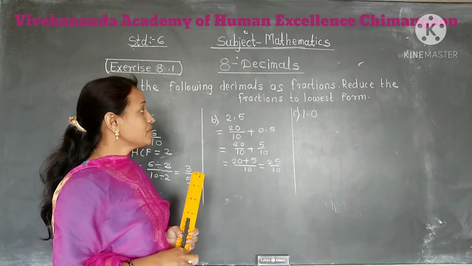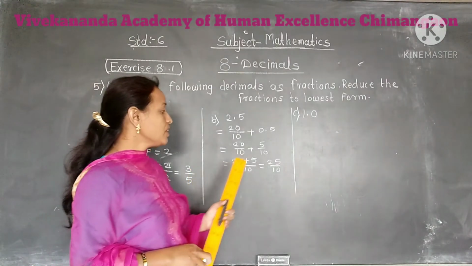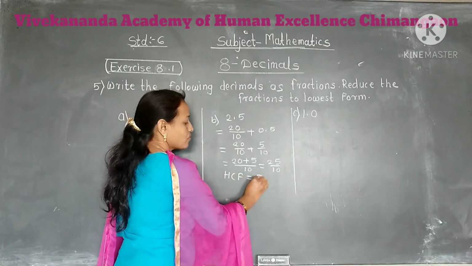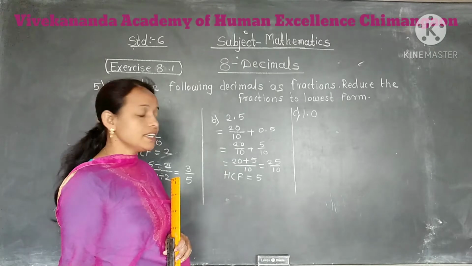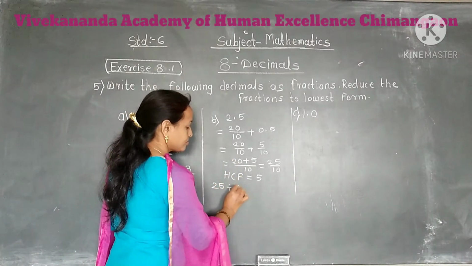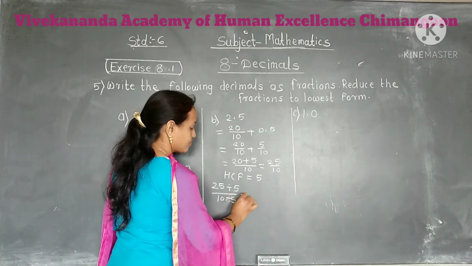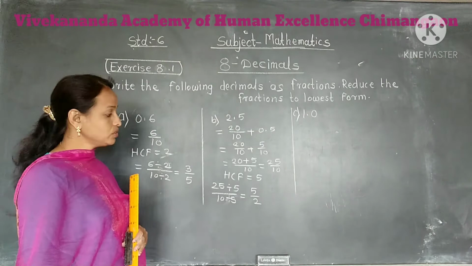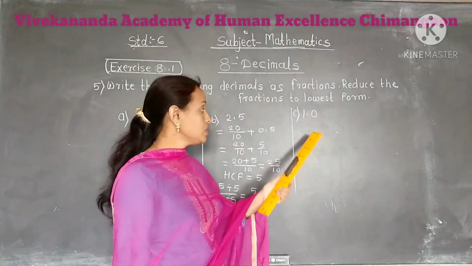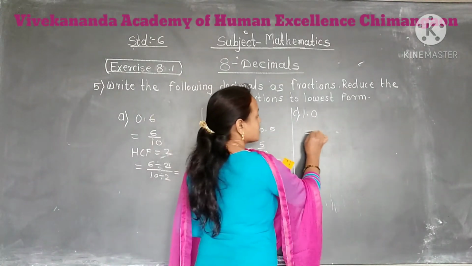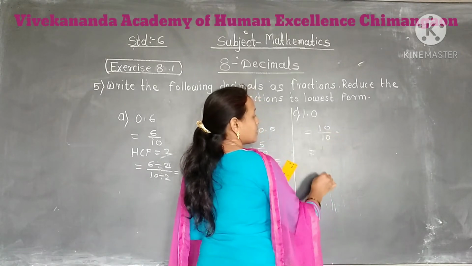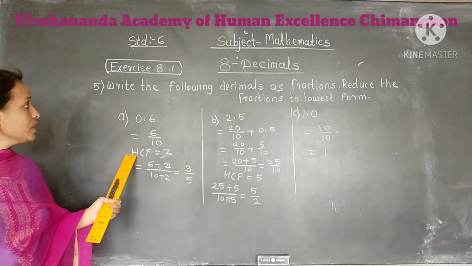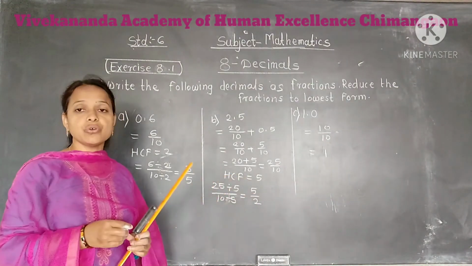But here we have to reduce this fraction to lowest form. HCF of 25 and 10 is 5. So we divide numerator 25 and denominator 10 by 5. 5 fives are 25 and 5 twos are 10. So we get the fraction 5 upon 2. Next, third example, 1.0. So we write it as 10 upon 10 and we reduce it, we get 1. In this way we write a decimal as a fraction and reduce it to lowest form.